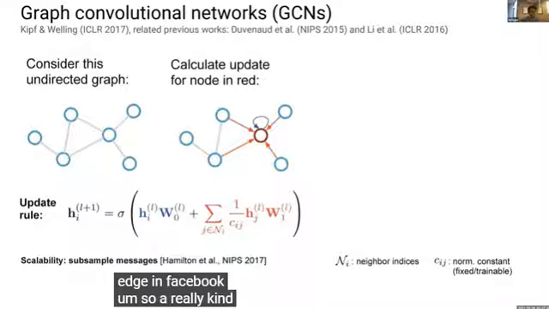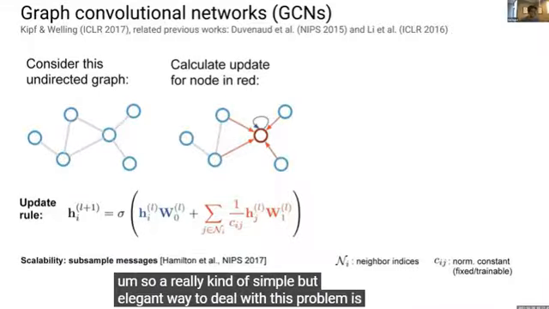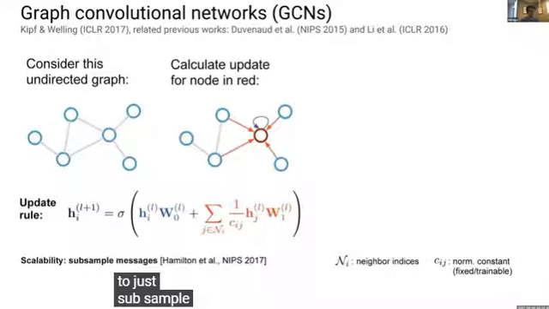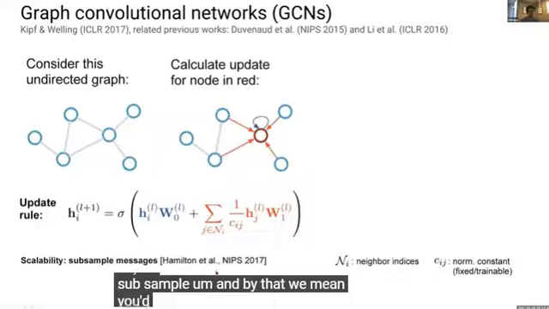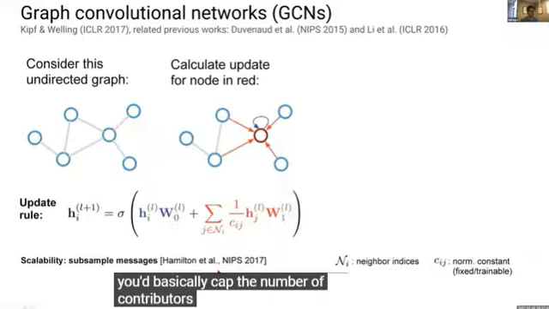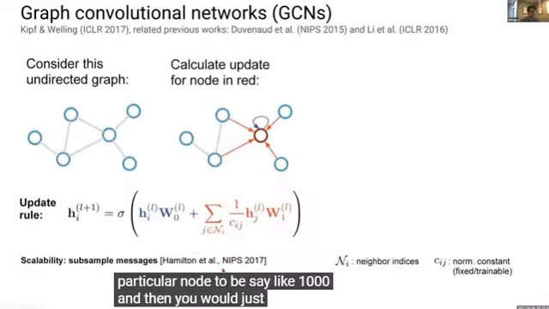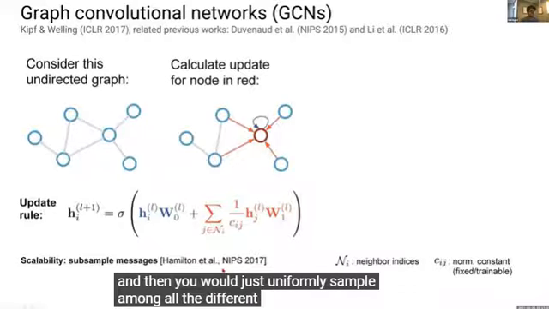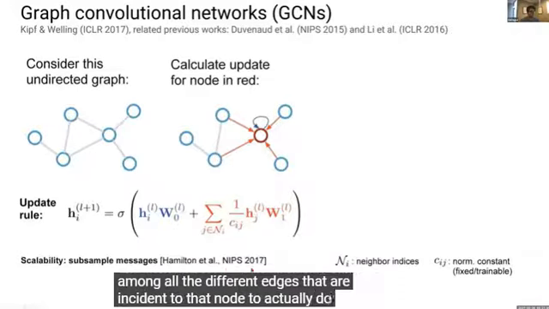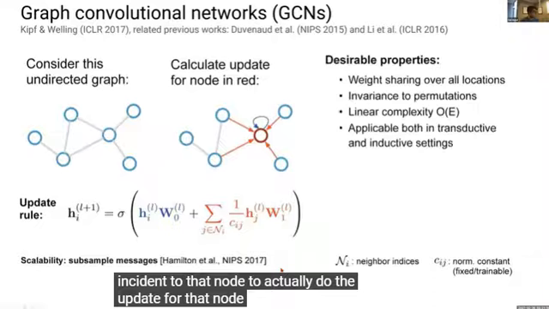So a really simple but elegant way to deal with this problem is to just subsample messages. By that, we mean you basically cap the number of contributors to the update of any particular node to be, say, 1,000. And then you would just uniformly sample among all of the different edges that are incident to that node to actually do the update for that node.